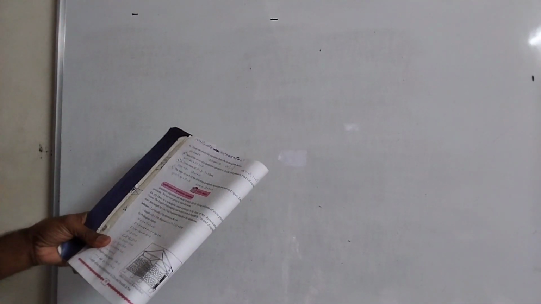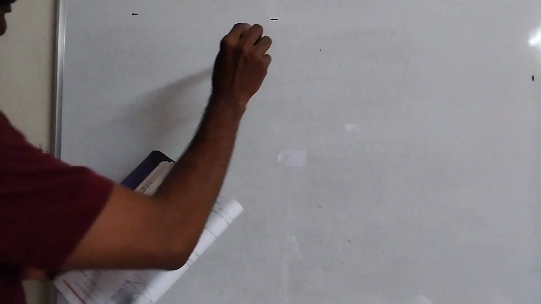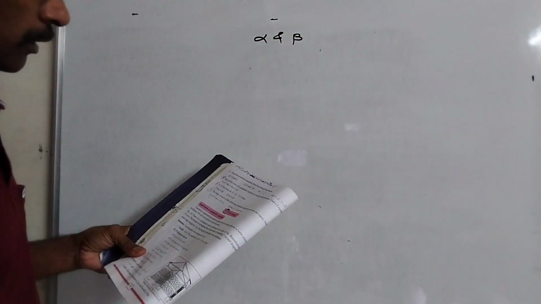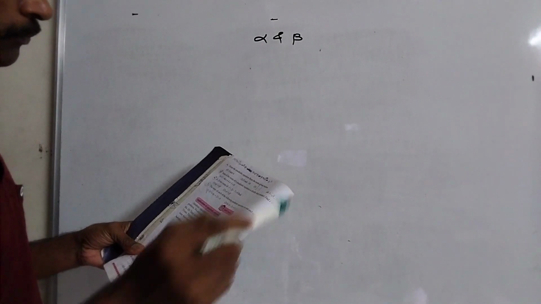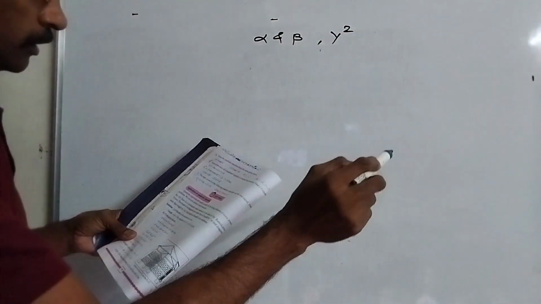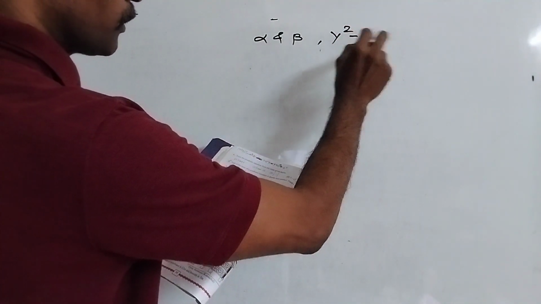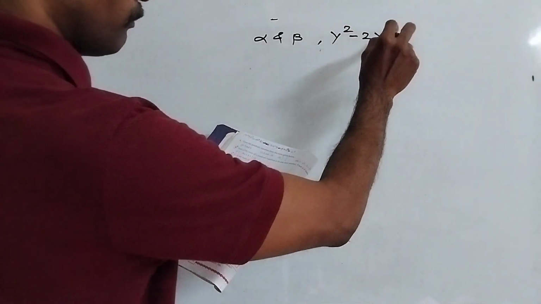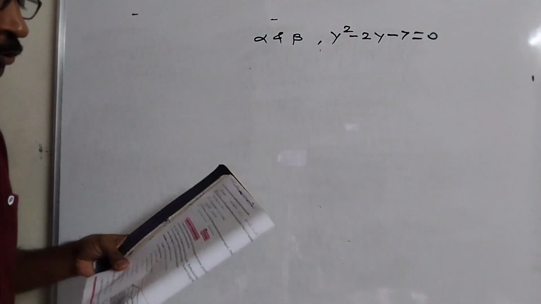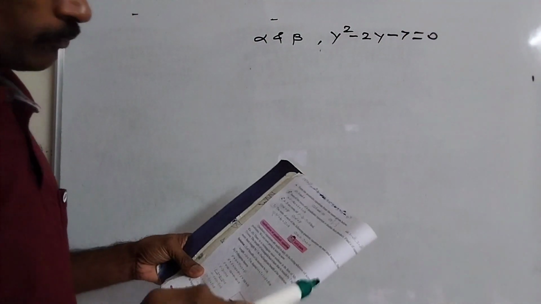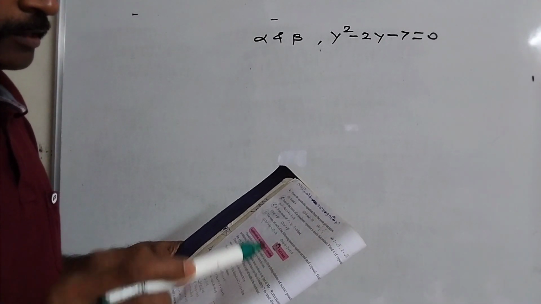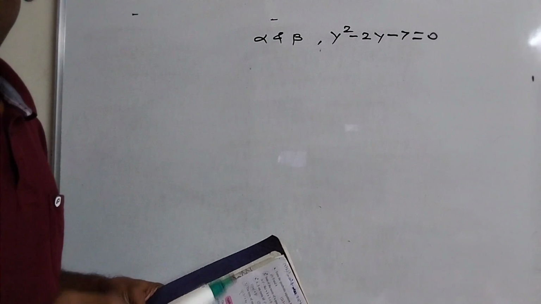Question number 6. Alpha and beta are roots of the quadratic equation y square minus 2y minus 7 is equal to 0. Then find first alpha square plus beta square, and second alpha cube plus beta cube.